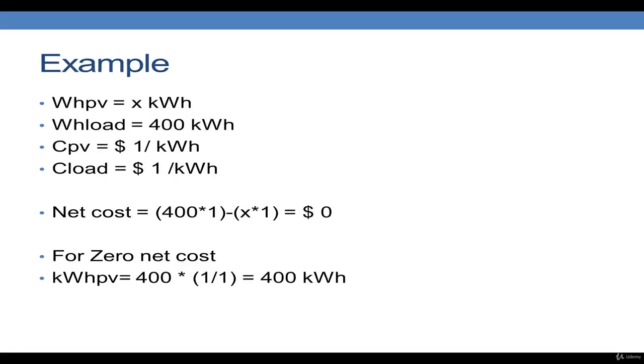So next we will look at this example. At present I do not know the required amount of energy from the PV system, but I do know the load, which is 400 kilowatt hour, and I do know the tariffs. For simplicity I have kept these at the same value of $1 per kilowatt hour. So the net cost is zero when the energy from the PV system is 400 kilowatt hour.